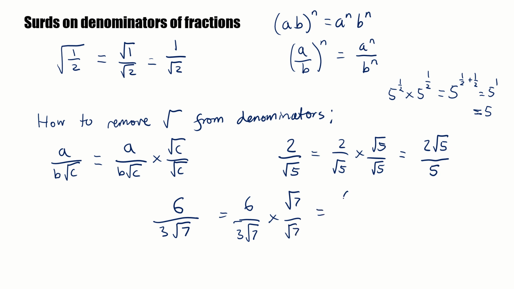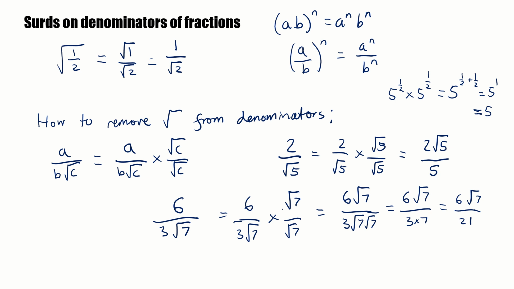So doing that, the top becomes 6 root 7. And then the bottom becomes 3 root 7 times root 7. Careful though. The root 7 and the root 7 combine to make 7. And therefore, as it's 3 lots of that, that's 3 times 7. So therefore, we have 6 root 7 over 21.